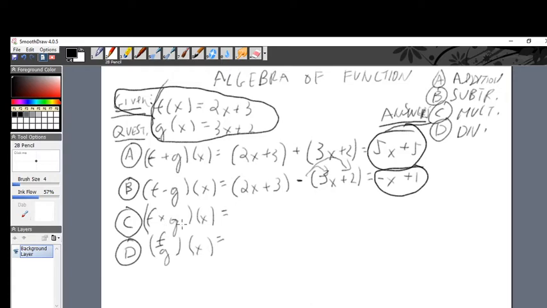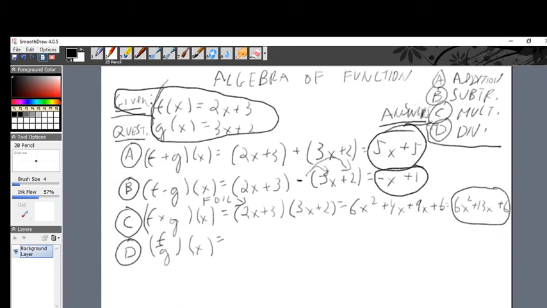Okay, now comes f times g. So we've got 2x plus 3 times g of x, which is 3x plus 2. And what do you got to do with multiplication? You've got to do FOIL. So what is this equal to? 2x times 3x is 6x squared. 2x times 2 is 4x. 3 times 3 is 9x. 3 times 2 is 6. So you get 6x squared plus 13x plus 6. There's the answer.